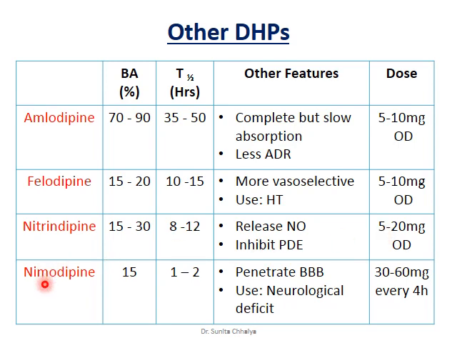Then there is nimodipine. Bioavailability is only 15%. Half-life is very short, that is 1 to 2 hours, and due to that it is administered at 30 to 60 milligram every 4 hours. The additional feature of nimodipine is that it can cross the blood-brain barrier, so it is specifically helpful in certain CNS disorders like neurological deficit, where it is necessary to dilate the neuronal vessels, and for that nimodipine is the preferred one.